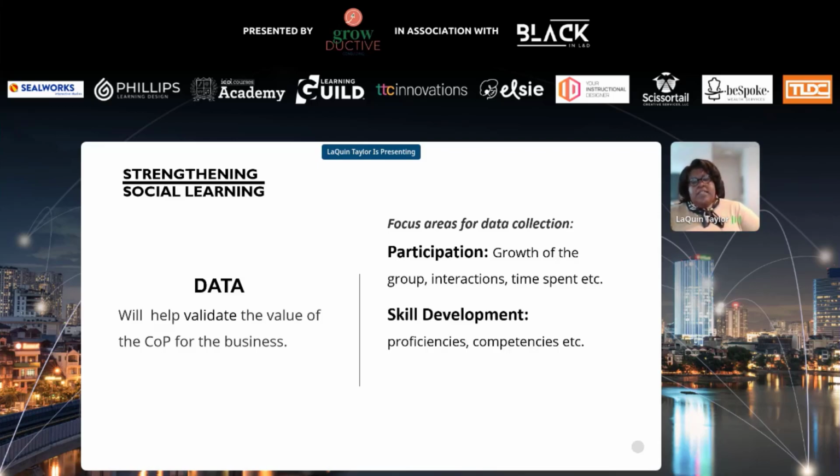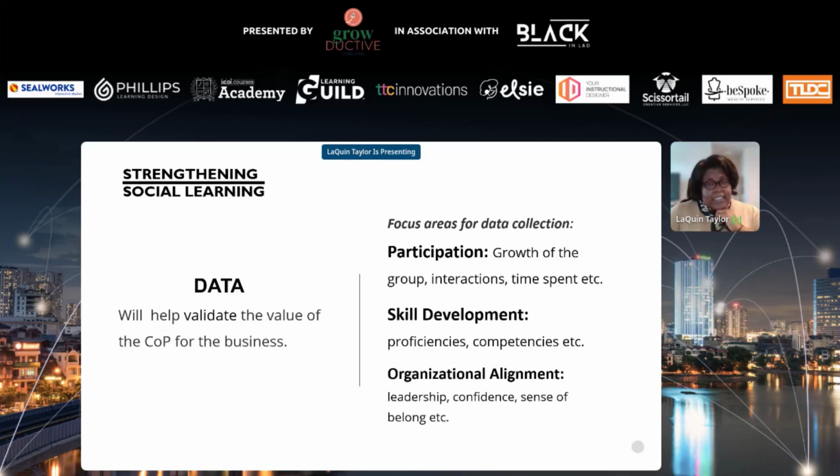Skill development is another area. There is a lot that goes into standing up a COP, and we often miss the opportunity to capture and measure the proficiencies and competencies at the start of the group. This is important data because this is key to being able to identify growth over a period of time.